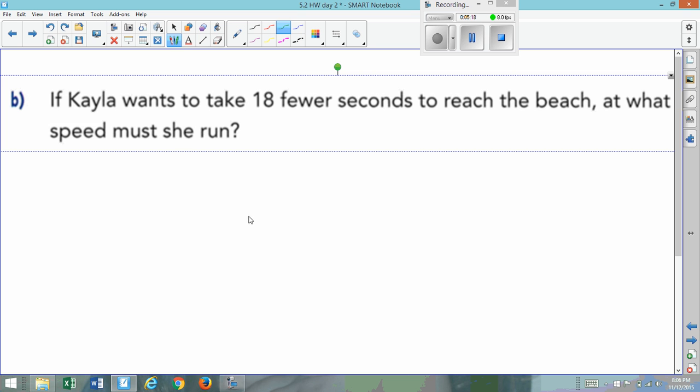Okay, Kayla must take 18 fewer seconds to reach the beach. At what speed must she run? Well, we're going to go back. We know that she has 126 seconds, but she wants to get there in fewer. So we subtract 18 from it. We get 108 seconds.